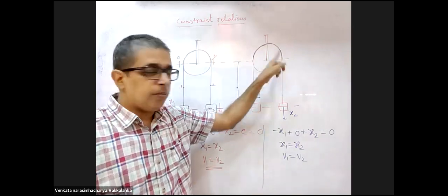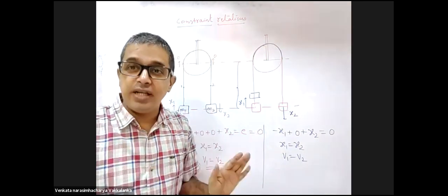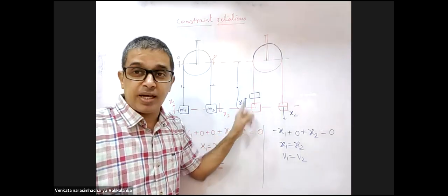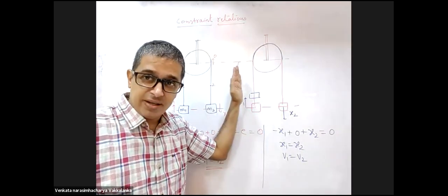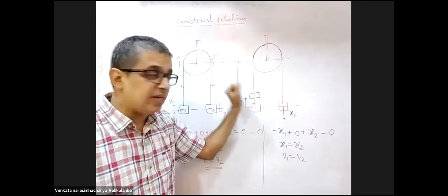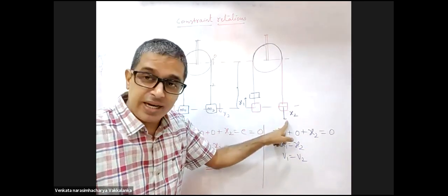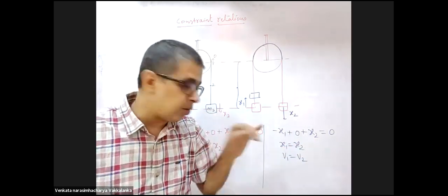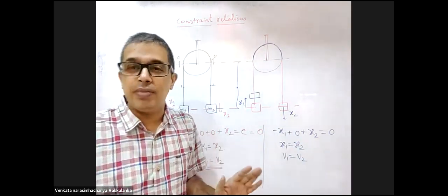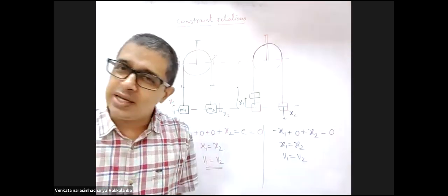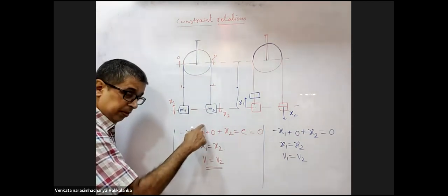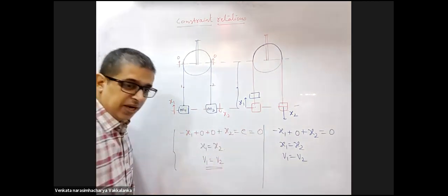This string on the pulley, its length did not change. This string's length decreased by x1. The string to the left of the pulley, length decreased by x1. To the right, length increased by x2. Increased length I'll put plus, decreased length I'm putting minus. Sum total elongation I'll equate to 0. This is what we will keep using regularly, but the science behind it is that.